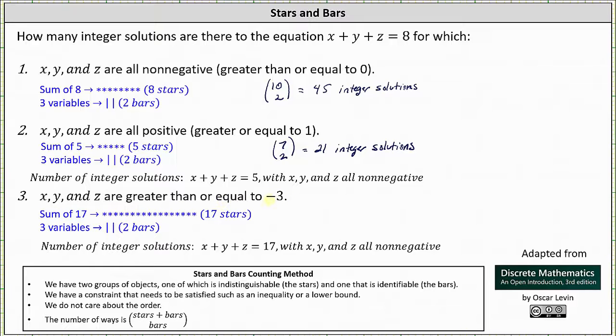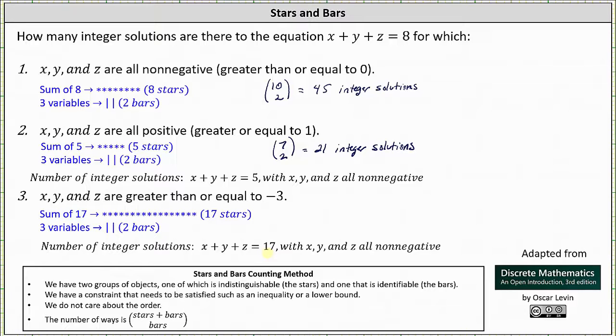So if we wanted the condition to be x, y, and z are all greater than or equal to 0 or non-negative, we would have to add 3 to x, add 3 to y, and add 3 to z. If we do that, then we could state that x, y, and z are all non-negative or greater than or equal to 0, but then we'd have to add 3 times 3, or 9, to the right side, which gives us the equation x plus y plus z equals 17.